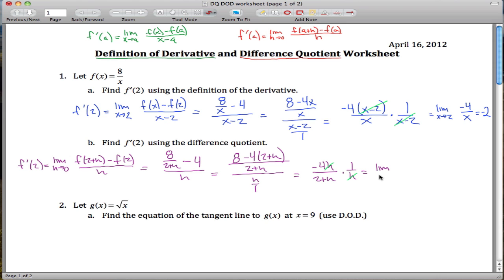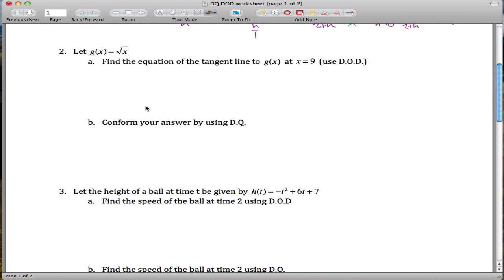So this is equal to the limit as h approaches 0 of negative 4 over 2 plus h. We can evaluate this limit. This is negative 4 over 2. In other words, negative 2, matches up. Good sign. Whew, that took a while, and that's only the first problem, but we'll power through.